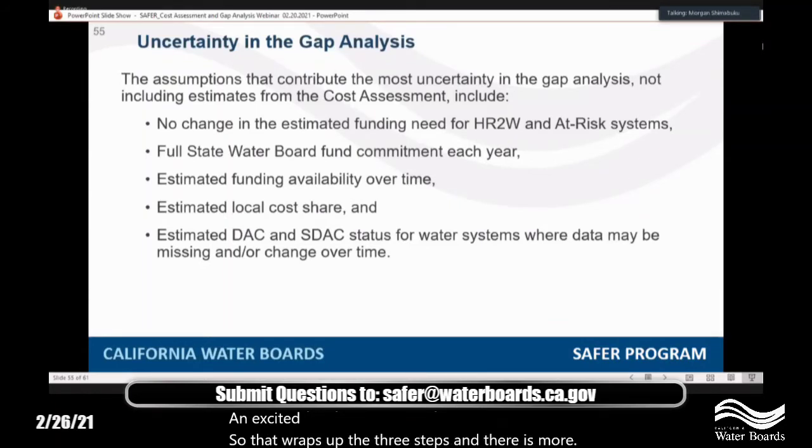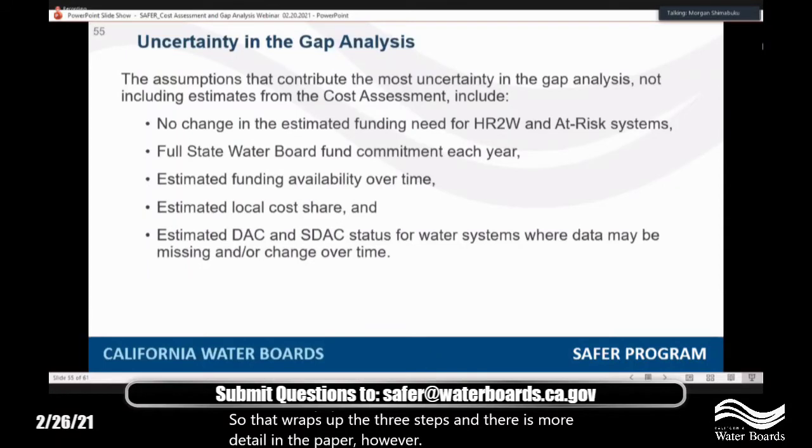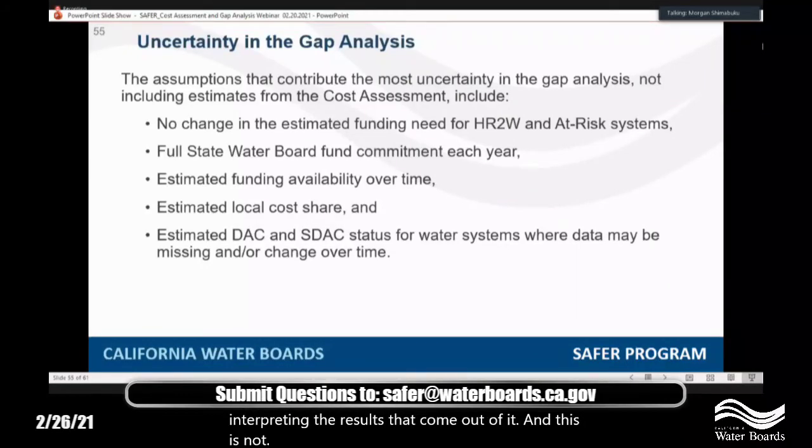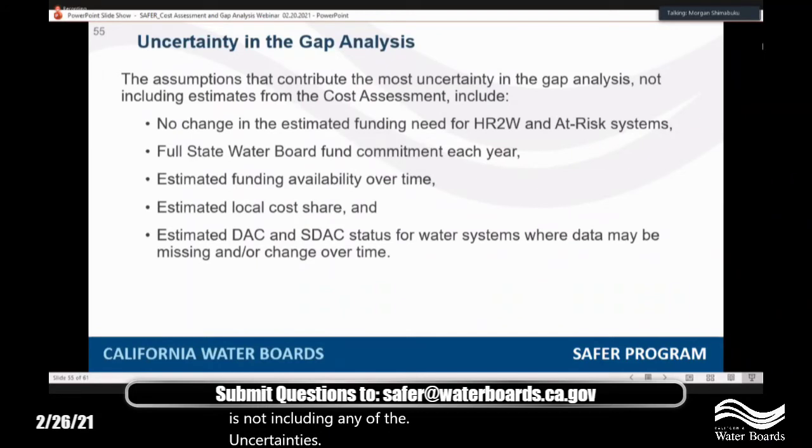However, we're happy to get more feedback on how to clarify and make those steps easier to understand. And then I did want to bring in here the uncertainty in the gap analysis, because that is important when interpreting the results that come out of it. And this is not including any of the uncertainty or assumptions from the cost assessment in this list. We just pulled out the assumptions that contribute the most uncertainty in the gap analysis itself.